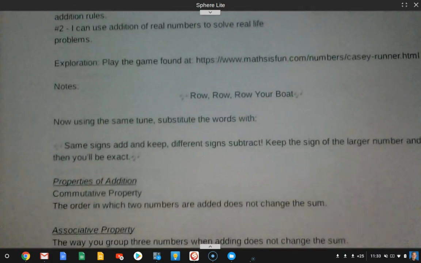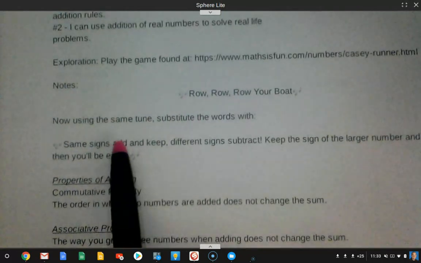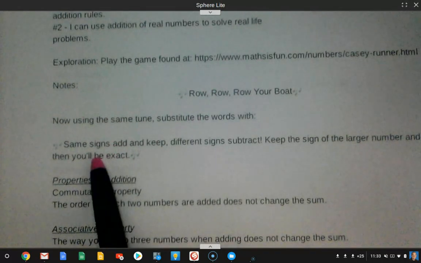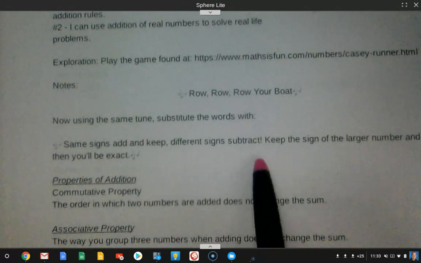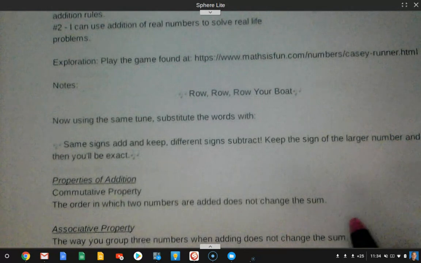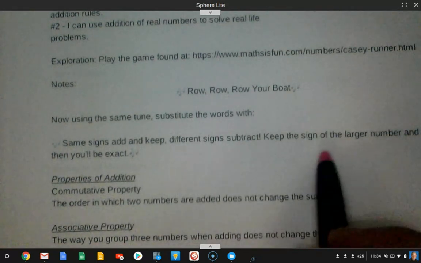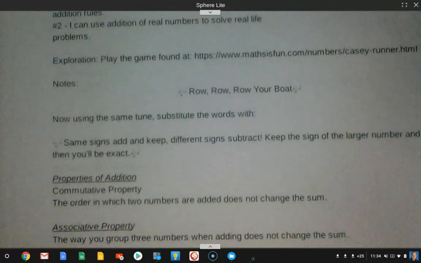All right, on to the notes. Now, using the same tune as Row, Row, Row Your Boat, we want to sing this song. Same signs add and keep, different signs subtract. Keep the sign of the larger number, and then you'll be exact. This is what we're going to look at. This is a good way to remember addition of different sign numbers.